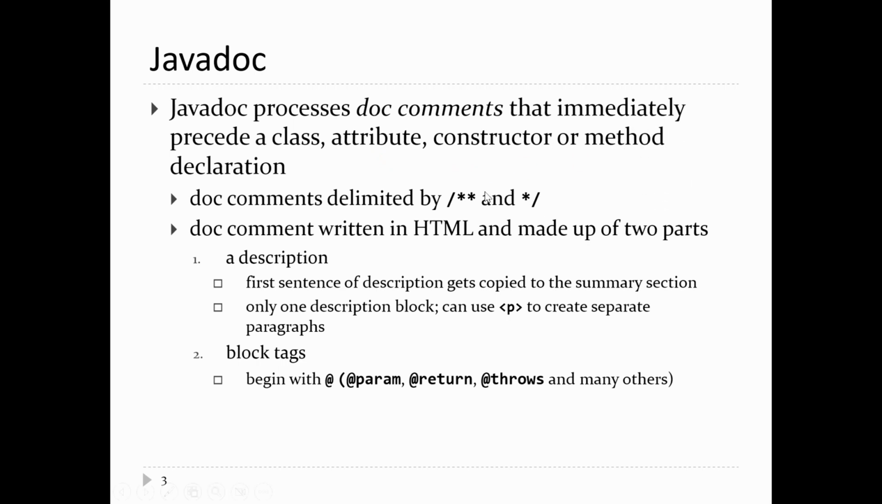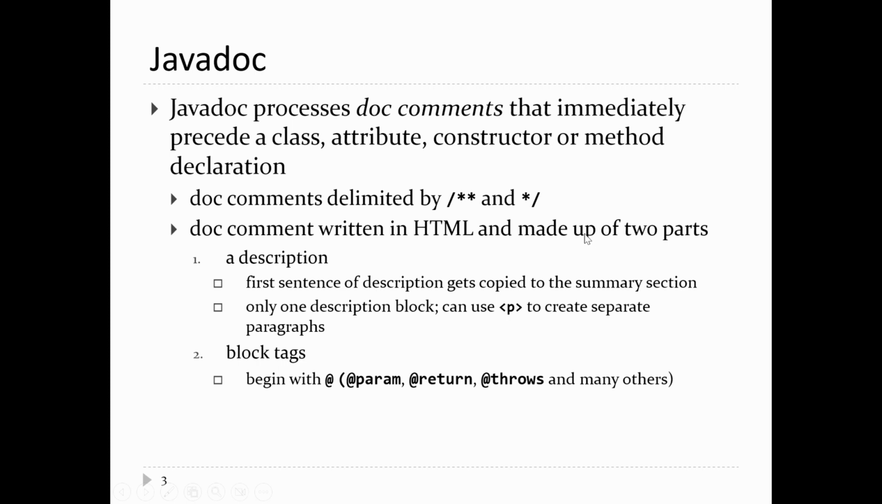So your JavaDoc comments start with slash, star, star. Normally a multi-line comment is just slash star, but JavaDoc looks for slash star star. The comment can be written in a subset of HTML, so if you know HTML, you're allowed to include some HTML in a JavaDoc comment.